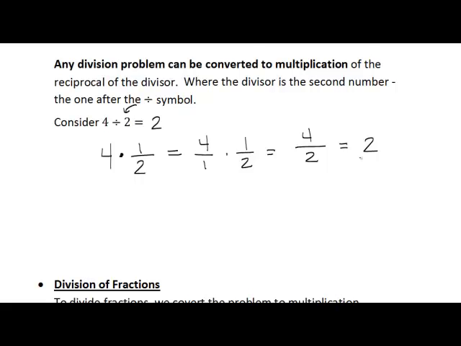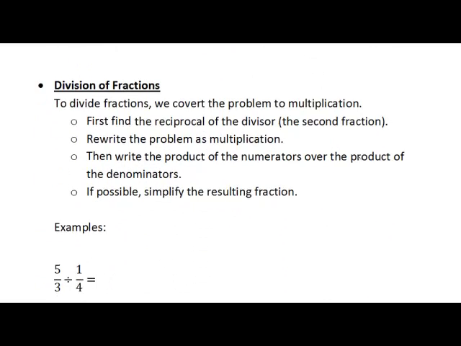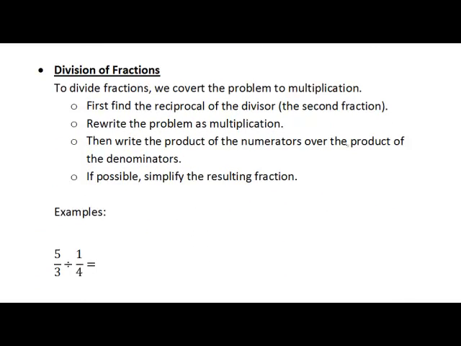With a problem like 4 divided by 2, we probably don't need to change it to multiplication. But when we're dividing by fractions, it's easier to convert it to a multiplication problem and then go through our multiplication process. So here are the steps for division of fractions. To divide fractions, we convert the problem to multiplication. First, find the reciprocal of the divisor. The divisor is always the one that is after the division symbol. Then we rewrite the problem as multiplication, then write the product of the numerators over the product of the denominators, and if possible, simplify. These last two steps are simply multiplying fractions, right? Nothing new here. We convert to multiplication, and then we follow our steps for multiplication.